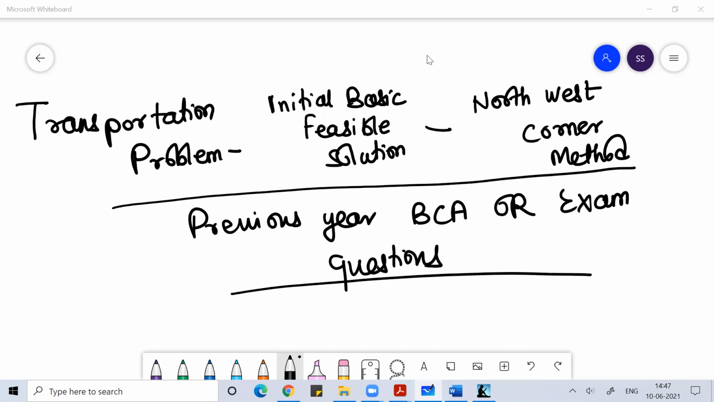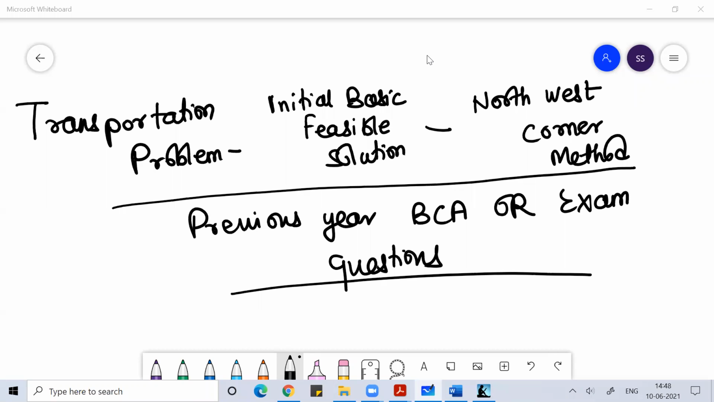There are three methods. One is the northwest corner method. Another is the matrix minima method, or least cost method. The third is the Vogel approximation method. We find the initial basic feasible solution by any of these methods. Every year in the exam you get one problem, 100% based on this, for 5 marks. Today I'll focus on all the previous year questions.